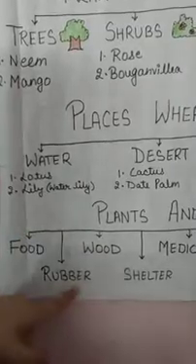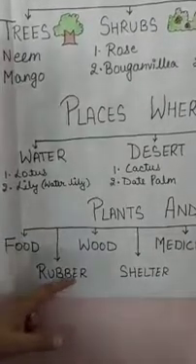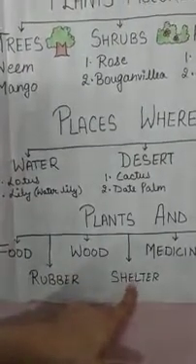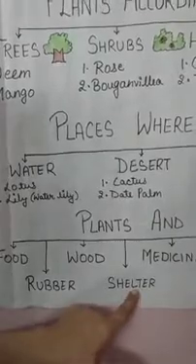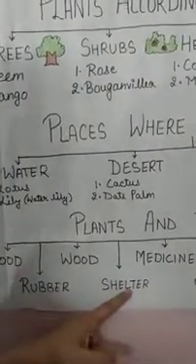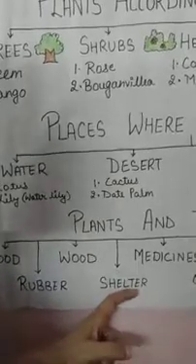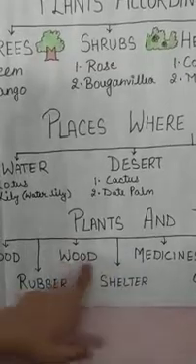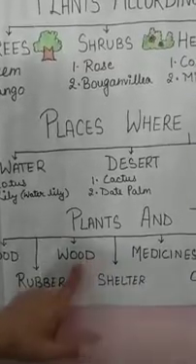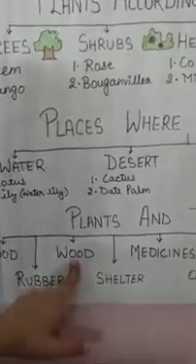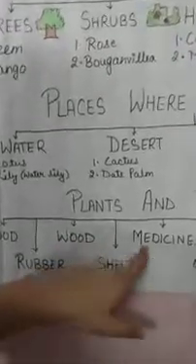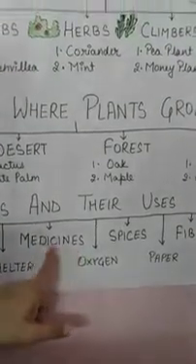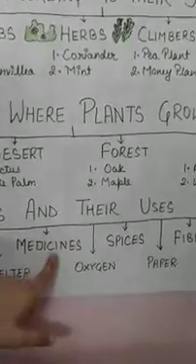Second is rubber. Some plants give us rubber through their latex. Third is shelter. You know, plants and trees are shelter for many birds. And their shade gives shelter to even human beings also, some animals also. Now wood. The wood of some trees is used to make furniture, like teak, shisham. The medicine. There are some plants which are used to make medicines like tulsi, neem tree, eucalyptus.